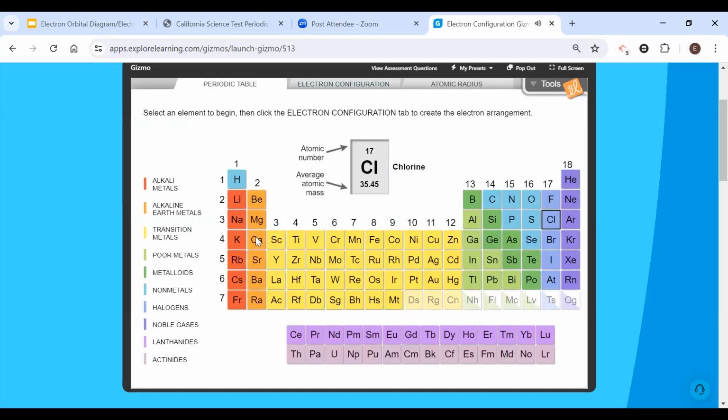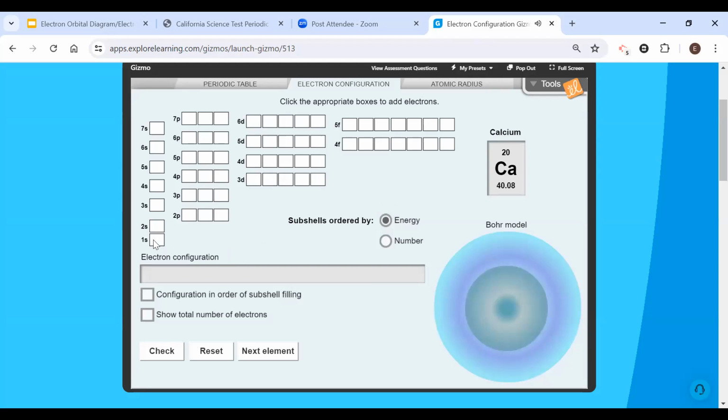Calcium. So we go to calcium. Okay, 20 electrons. 1, 2, 3, 4, 5, 6, 7, 8, 9, 10, 11, 12, 13, 14, 15, 16, 17, 18, 19, 20. Okay, so that's calcium.